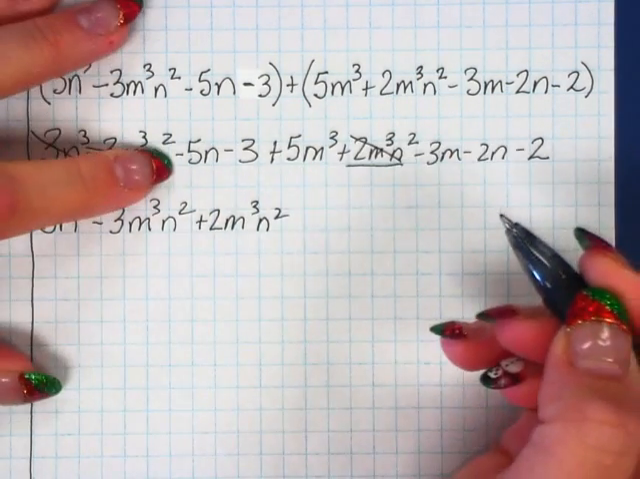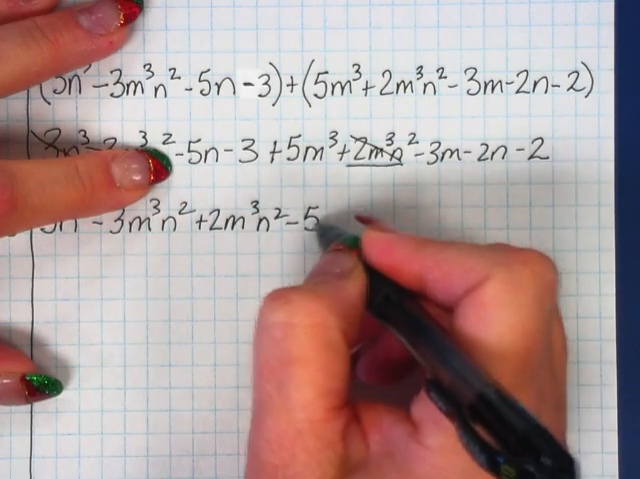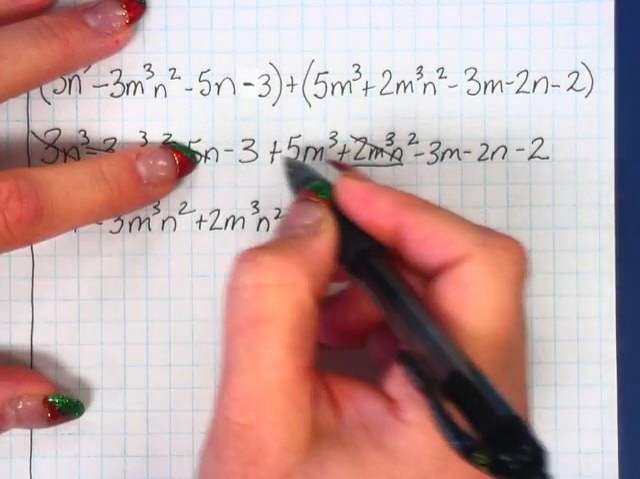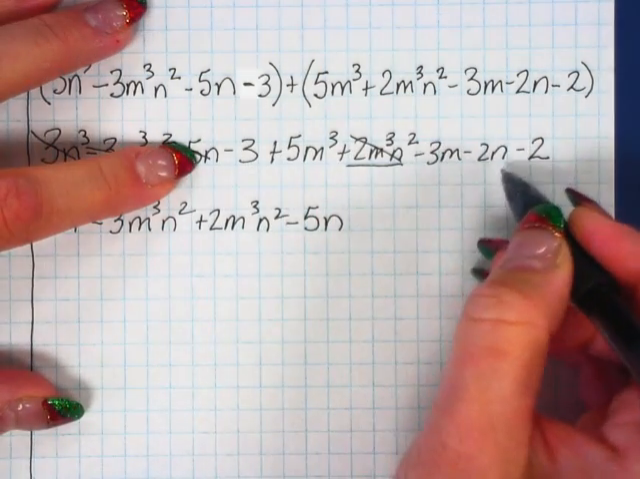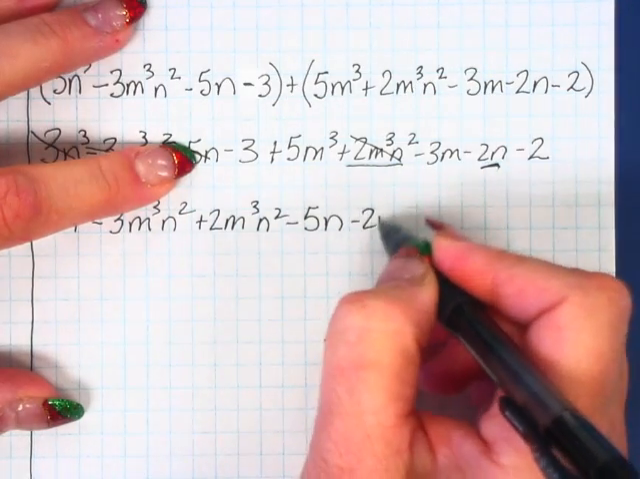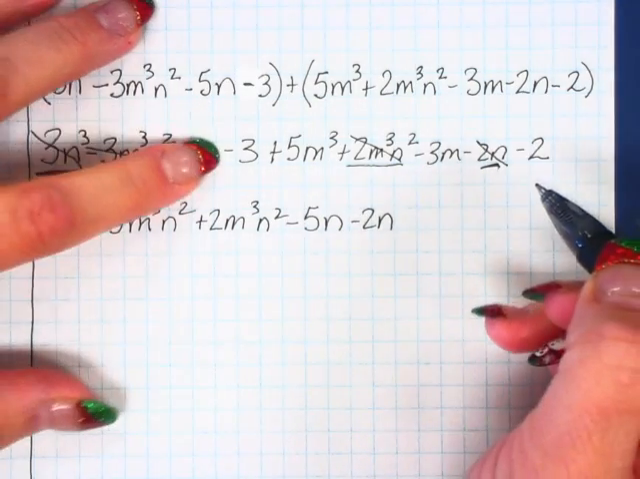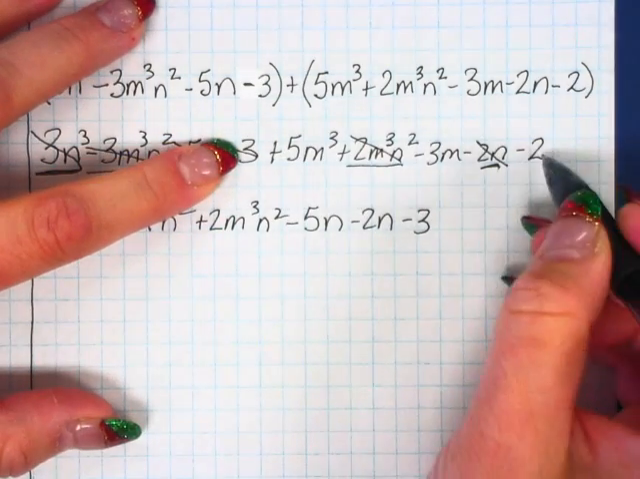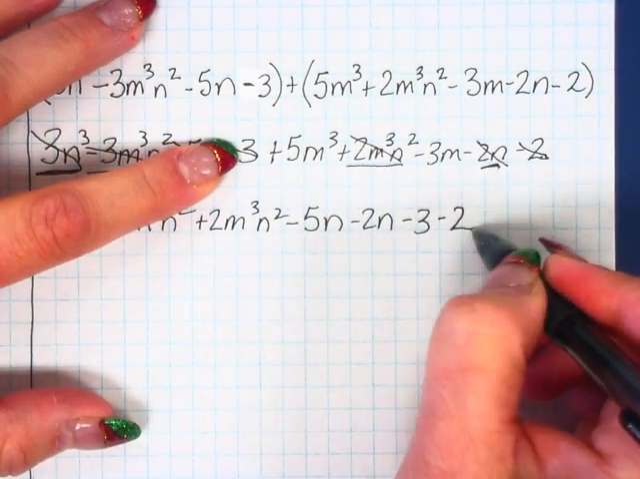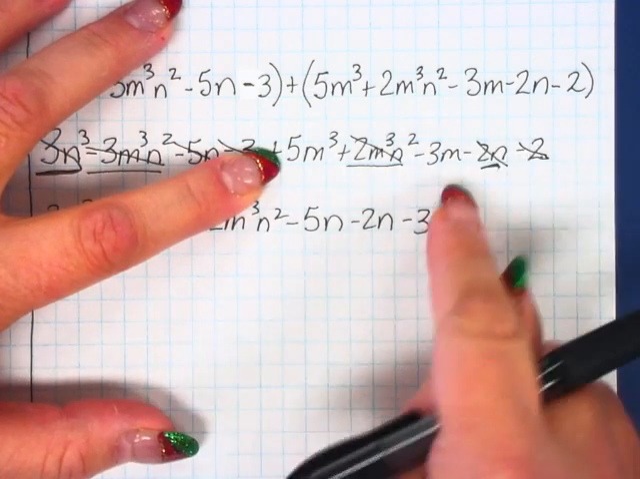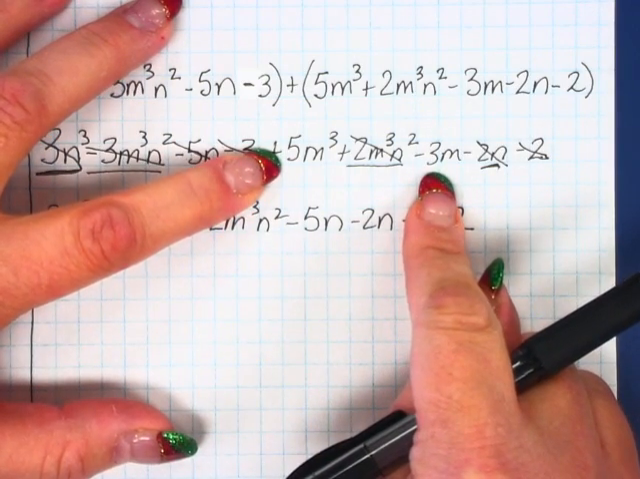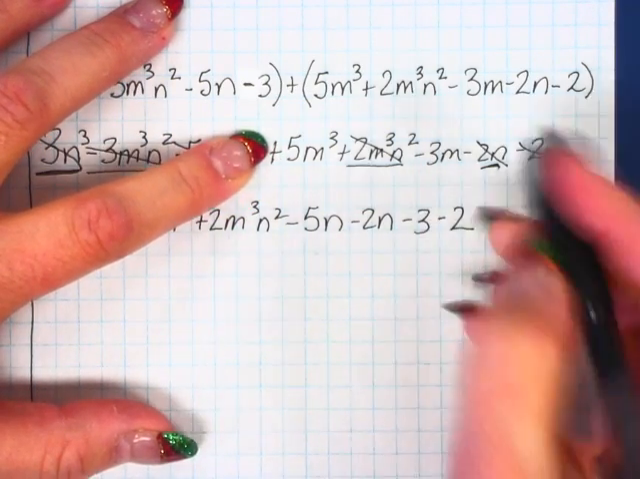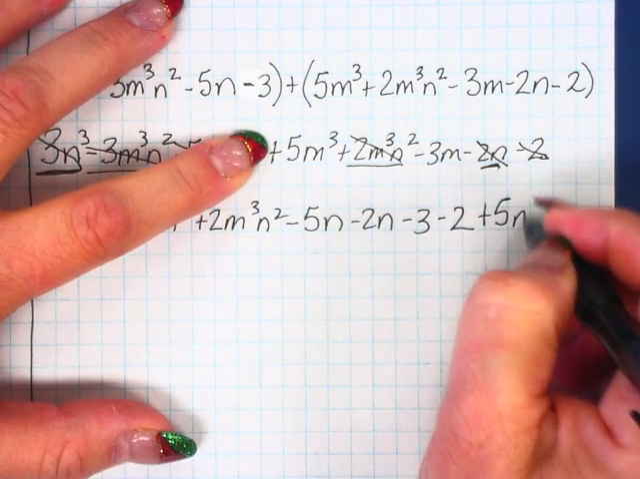Boom. Here's just an n. So I'm looking for any other plain n's. And here's another one, minus 2n. Here's just the plain number 3, minus 3. And here's the plain number minus 2. And then I'm looking at what's left, and they're not like. One has m to the third and one has m. So I'm just going to copy those down.